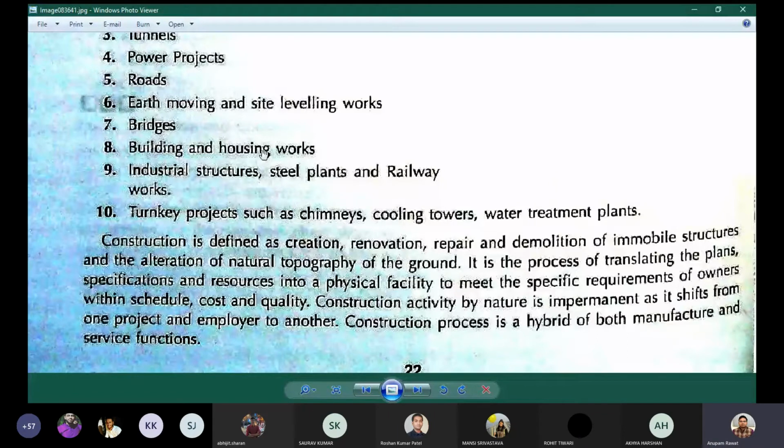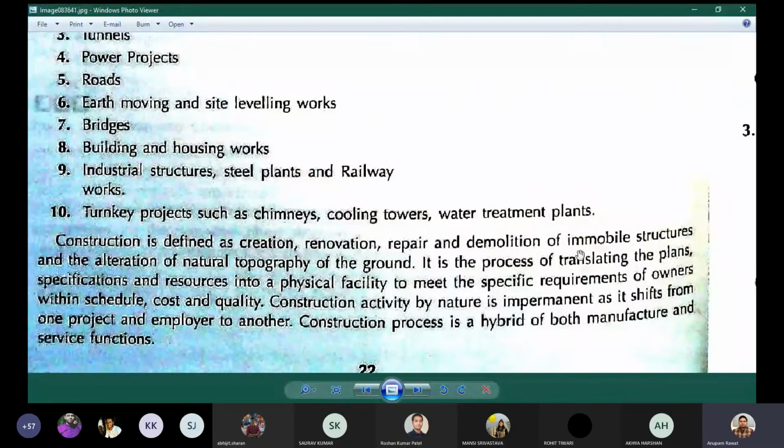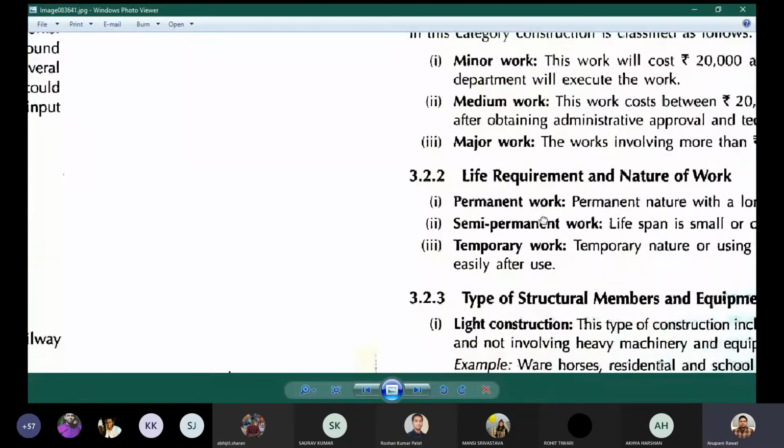The second word of significance is product. It is the constructed facility such as a building, or assembling of some infrastructure like roads, bridges, etc. And the third word is service. Service in the context of a construction project signifies design, planning, execution, and so on. We know construction is defined as creation, renovation and repair. We all know about this, what construction is.